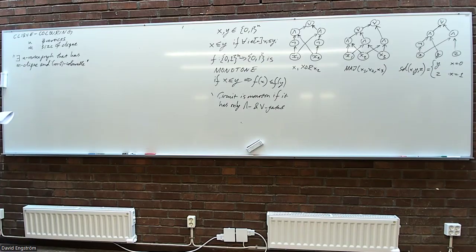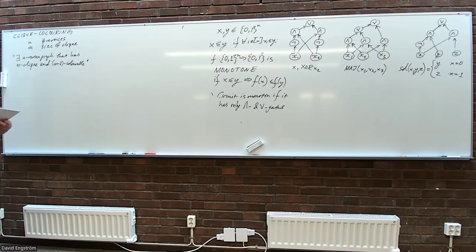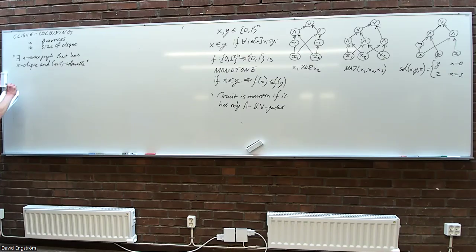And there aren't many such graphs. And so if we encode this into CNF in an appropriate manner, then this should be unsatisfiable. Okay? So how are we going to do this?